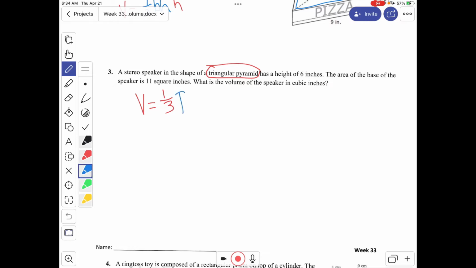So start with the formula for volume of a triangular pyramid: 1/3 times area of the base times the height. And I noticed that on this one, it gives you the number for the area of the base, so I don't need a formula. I'm just going to plug in that number for the area of the base. And it says the height is 6 inches.